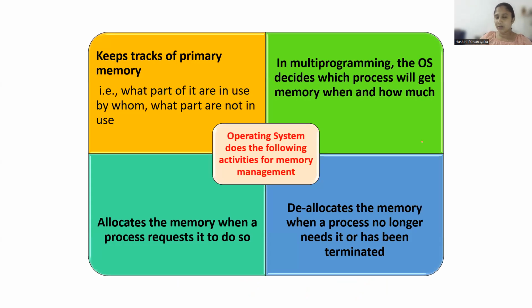The operating system does the following activities for memory management. It keeps track of primary memory: what parts of it are in use by whom, and what parts are not in use. The operating system is going to manage the main memory. අපි RAM එක manage කරන්න යන operating system එක මෙන්න මේ විදිහට divide කරනවා, RAM එකේ කොටස් විදිහට. It is going to divide the RAM into several parts as P1, P2, P3, P4, likewise.